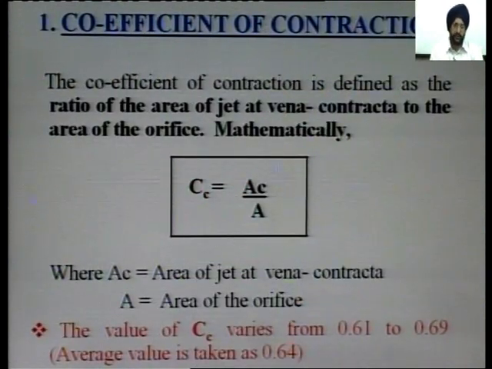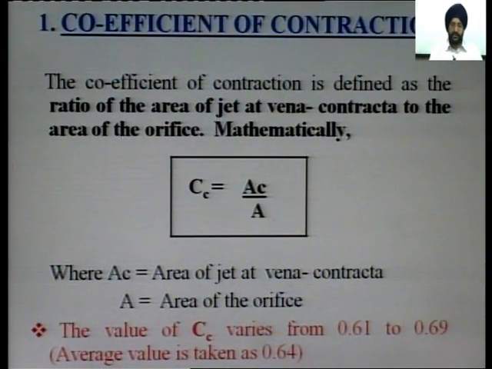The first one is coefficient of contraction Cc. The coefficient of contraction is defined as the ratio of the area of jet at vena contracta to the area of the complete orifice. So, mathematically I can write coefficient of contraction Cc as the ratio of Ac upon A. Now, what is Ac here? Ac is the area of jet at vena contracta, and A is the area of the orifice.